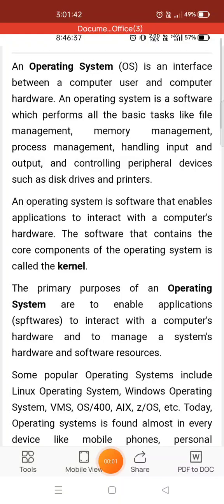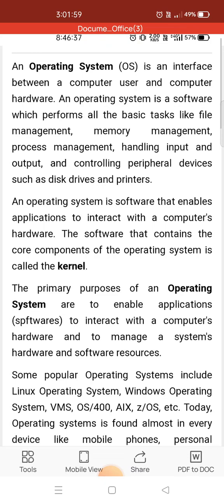Hello everyone, I am Praliko from CSCD and today I am going to explain what is an operating system, what is a user view and what is a system view. First of all, we will see the definition of an operating system.